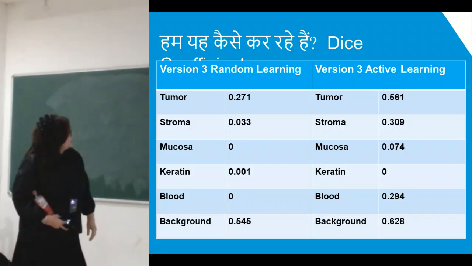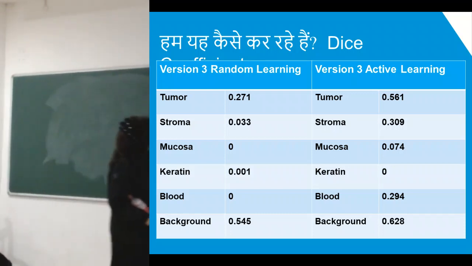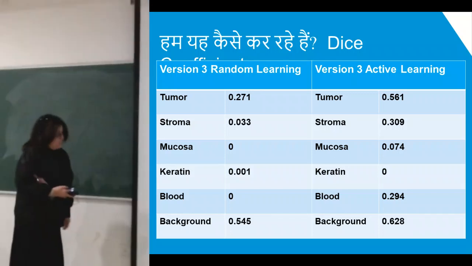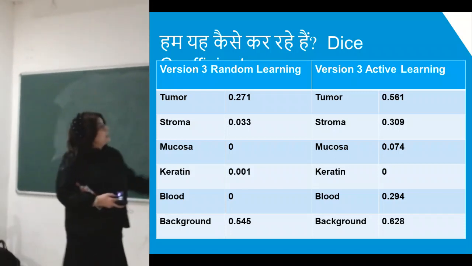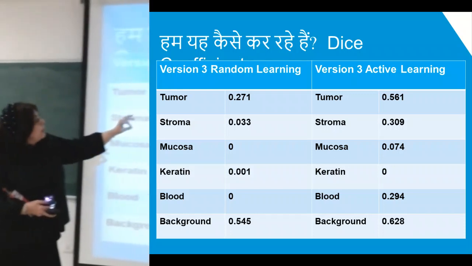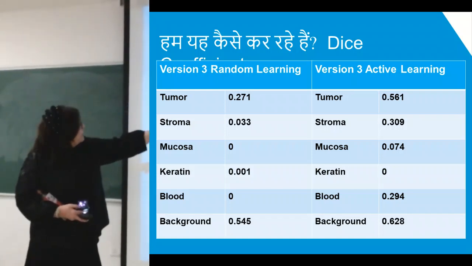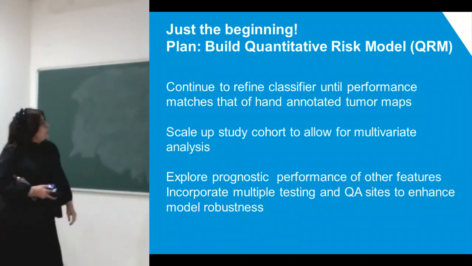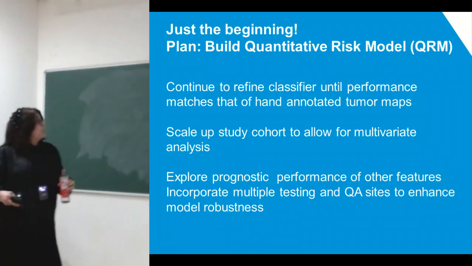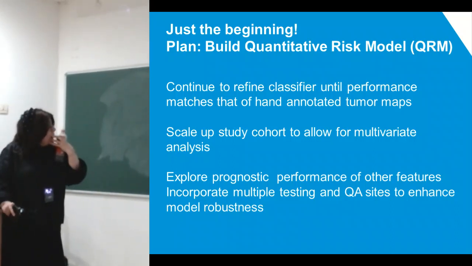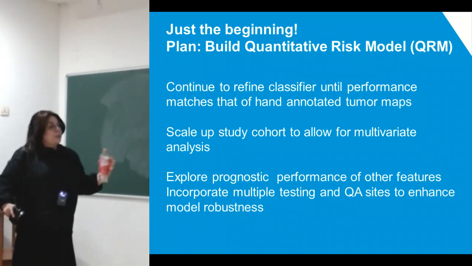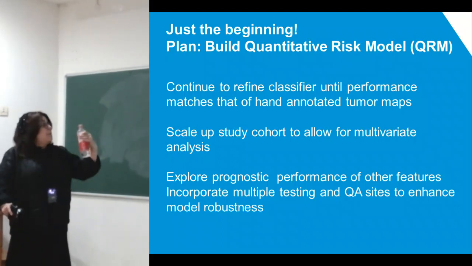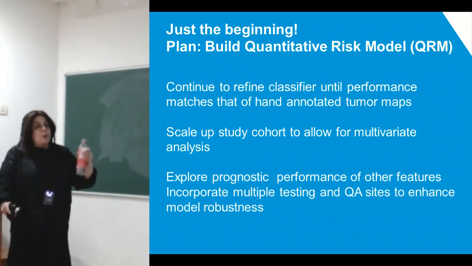These are the dice coefficients. And so here we are with random learning and with active learning. So bigger is better. So tumor recognition with active learning in the same version is 0.56, whereas with random it's 0.27. So basically we just continue to refine the classifier, and the goal will be to run a large set of cancers to be mapped by the classifier, and then to develop the pipeline based on the tumor maps.